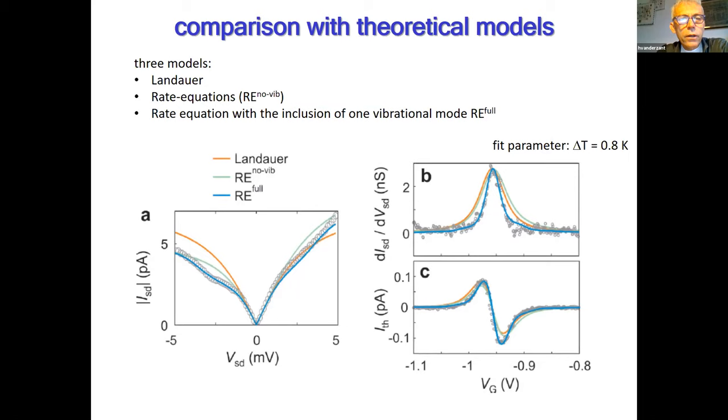The rate equations, in green, do a little bit of a better job. You can already see that, but still they are not very accurate. What we found is that if you really want to accurately describe the current as a function of source-drain voltage, we used a single mode, and we fit the energy of that mode and the electron-phonon coupling to get the blue curve on the left-hand side. With these parameters, we then calculated the Coulomb peak and the thermal current, and there are no additional fit parameters. You see that we get a very good correspondence between the theory and the measurements.